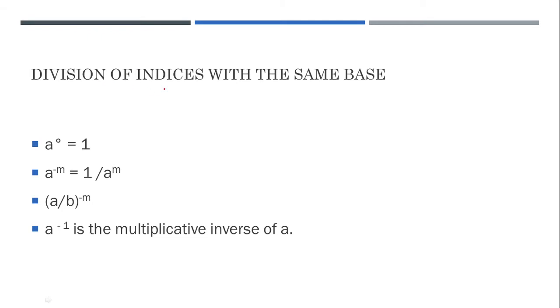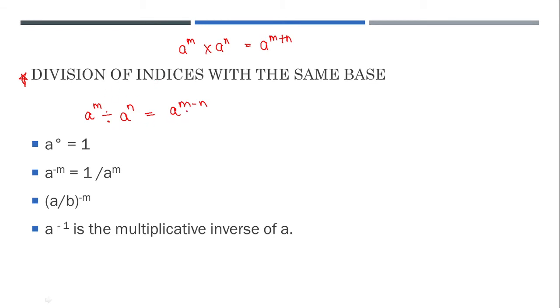Children, there are certain rules which we need to follow while dividing the indices with the same base. Suppose we have two indices, a raised to m and a raised to n, that is, a raised to m divided by a raised to n. So what is the law for it? Like in multiplication, suppose we had a raised to m into a raised to n, we were adding the powers. So here we are going to subtract the powers when we carry out the division of indices with the same base. That is the law for division of indices.